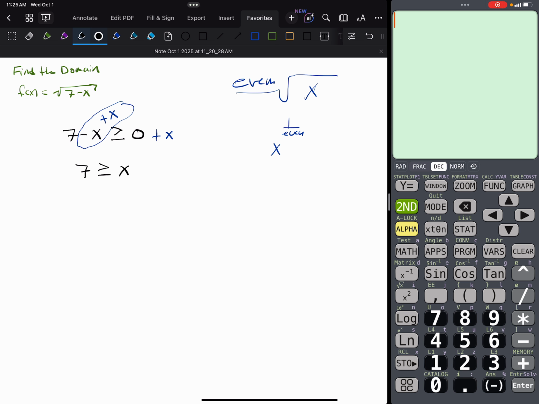Well, what's that say? I can flip the direction to make this a little more readable. We have x is less than or equal to 7. Well, I could say that my domain is negative infinity up to a positive 7. But it does include that 7, so I use a bracket. That would be my interval notation.